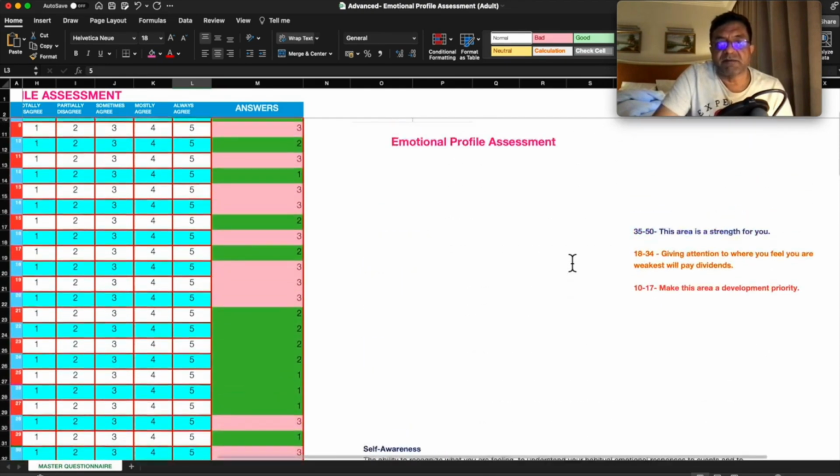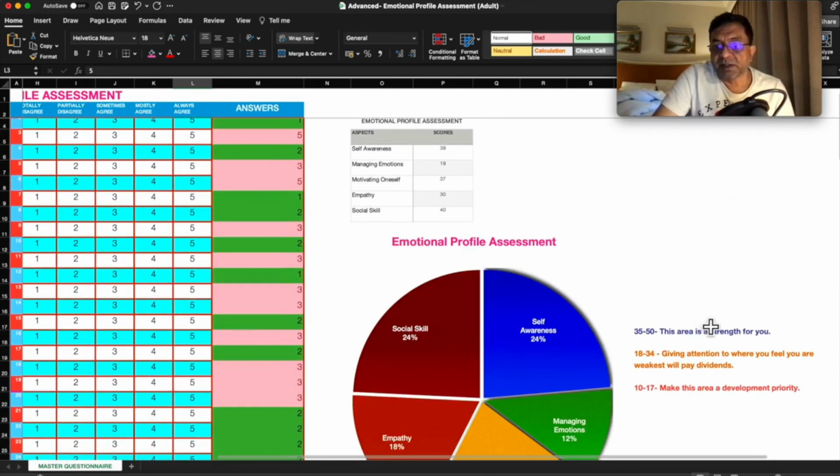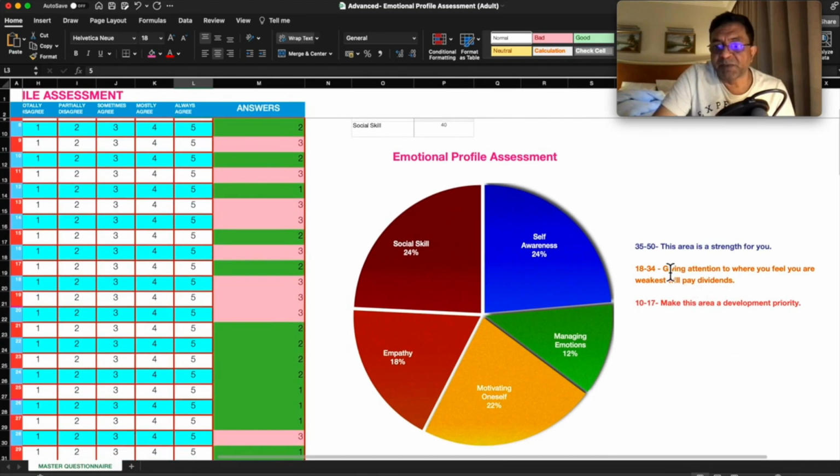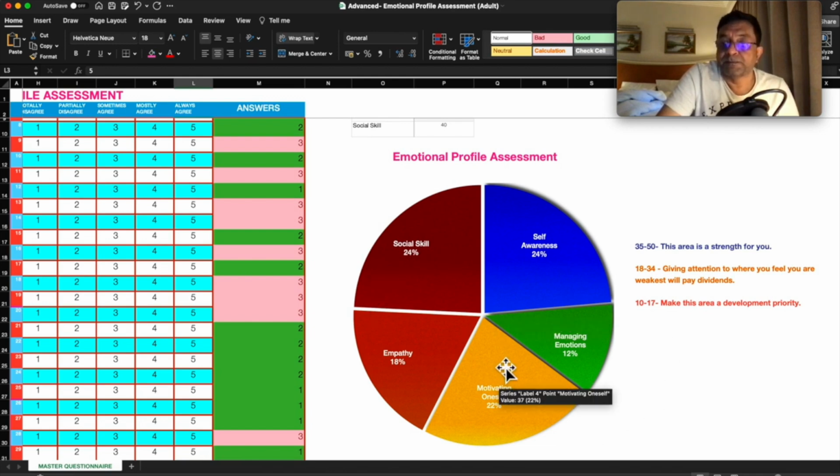So these are the 5 points on which you'll score. 35 to 50 is an area of strength for you. Now this is the pie chart, which gives, other tests also have these pie charts. It's the easiest way to find out which one is my dominant portion. That's why I give pie charts. 35 to 50 is area of strength for you. 18 to 34, give attention to this area, will be helpful for you. 10 to 17, make this a developmental priority for you.